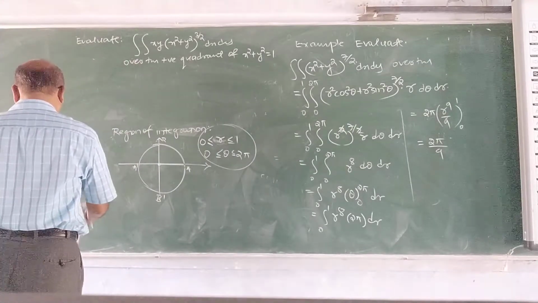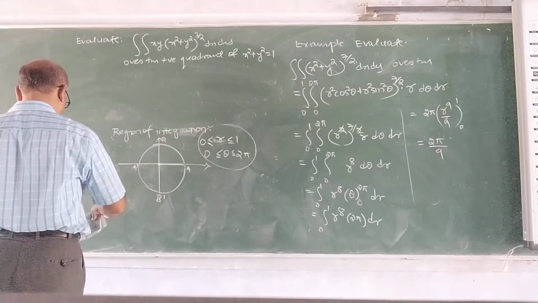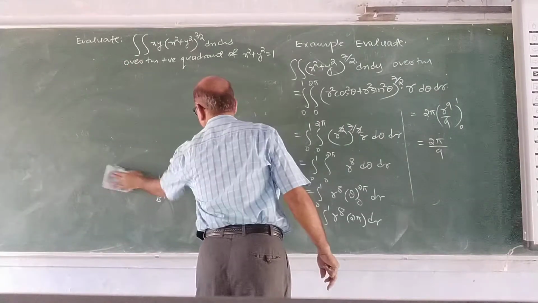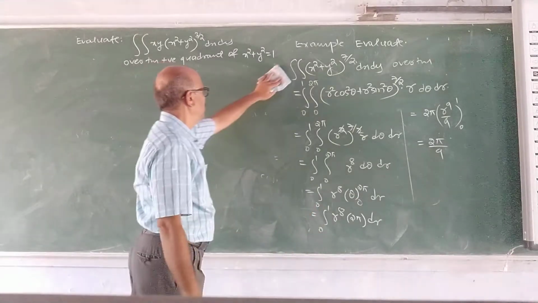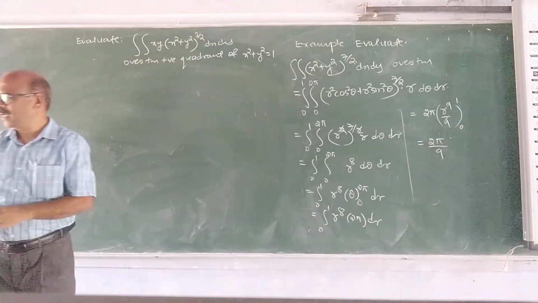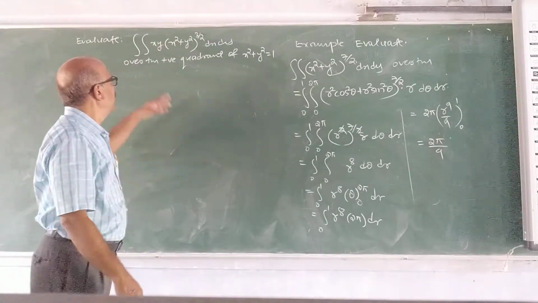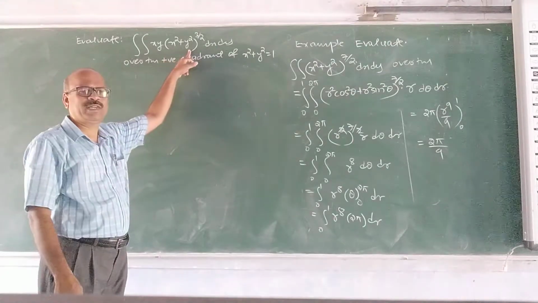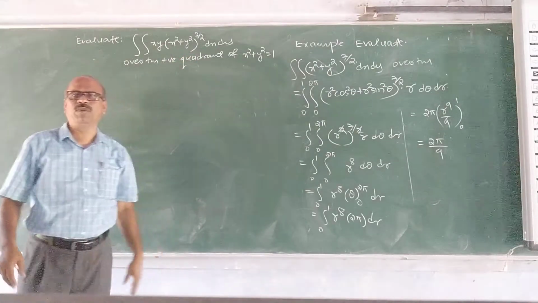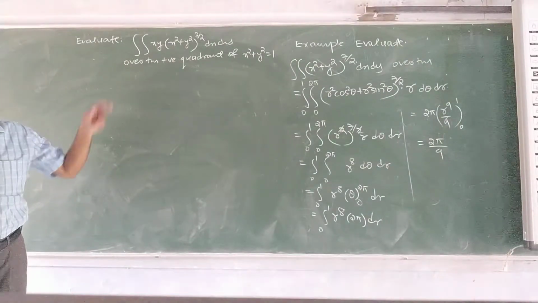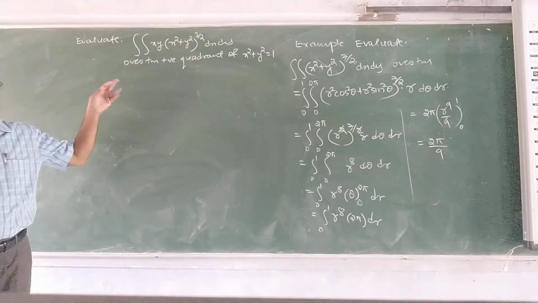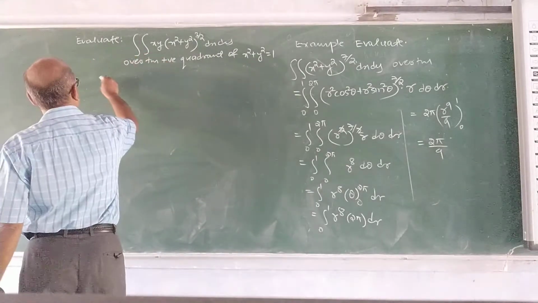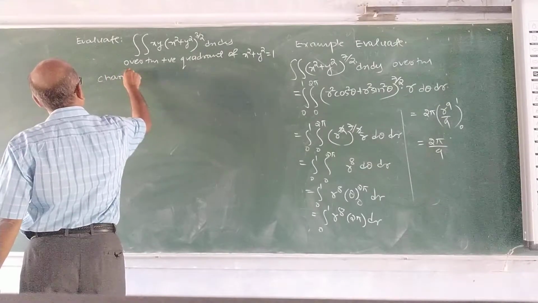The region of integration is important. And also I think you can easily understand when you have to change to polar coordinates: when x square plus y square is there and also raised to some power, you have to change to polar coordinates and the problem will be greatly simplified. So what is the substitution? Changing to polar coordinates.